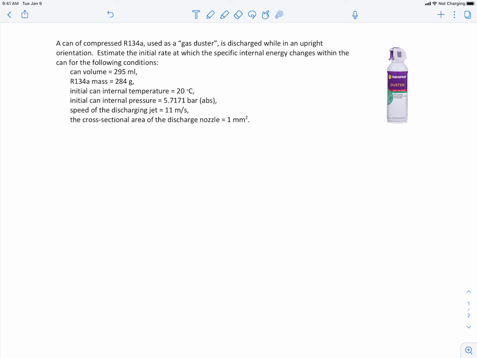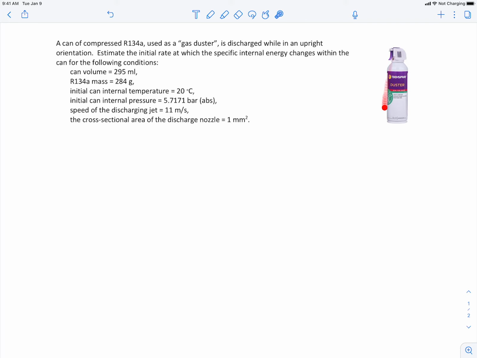In this example, we're told we have a can of compressed R134A refrigerant. It's used as a gas duster. These gas dusters are sometimes called compressed air. They have cans that look like this. Even though it's called compressed air, it's really never compressed air. It's always some compressed other gas, like R134A. That's a pretty common one as a refrigerant.